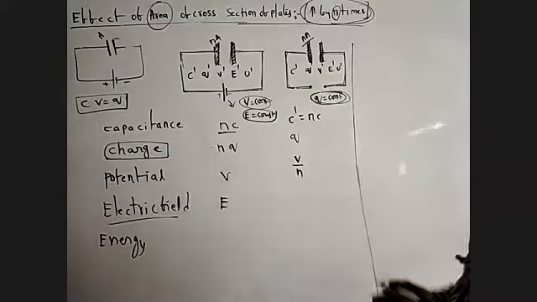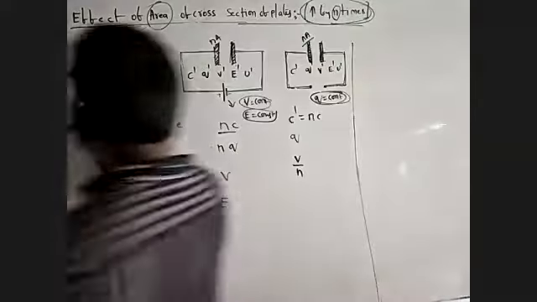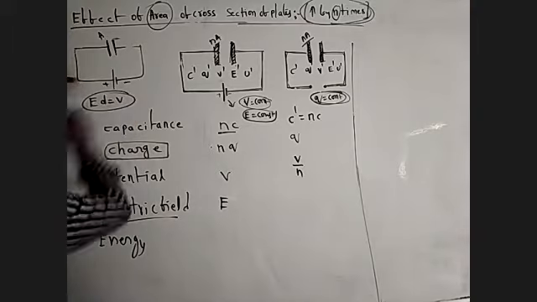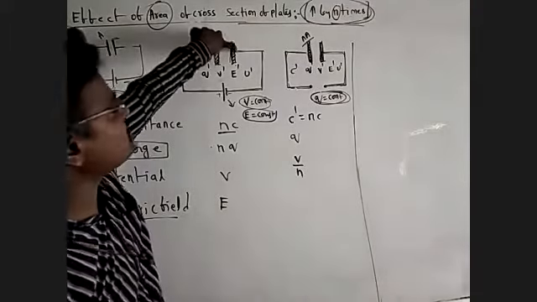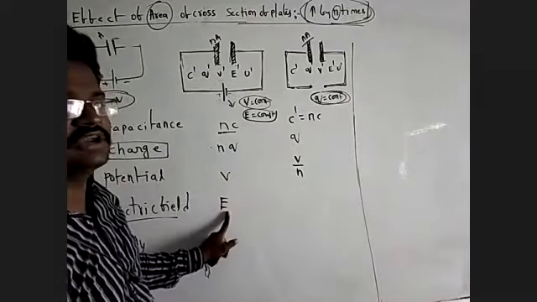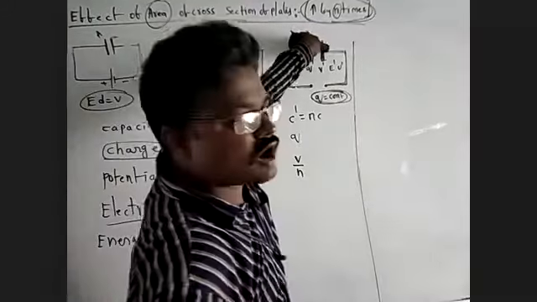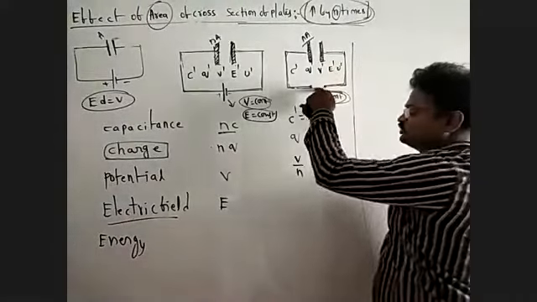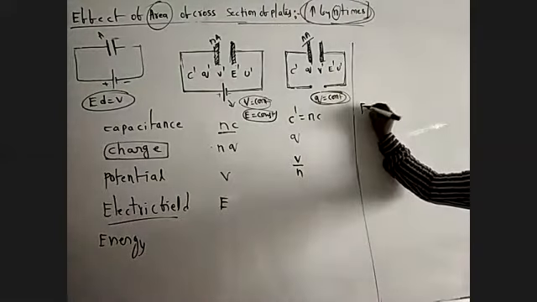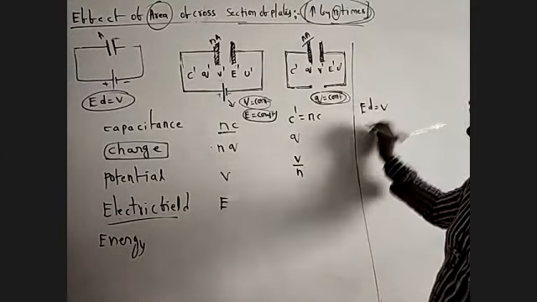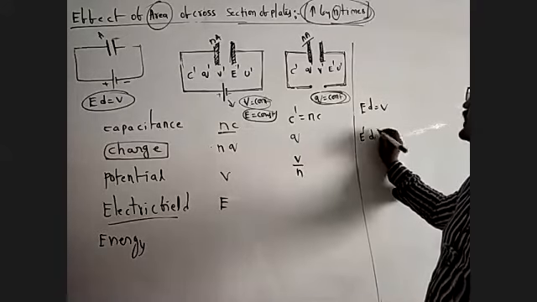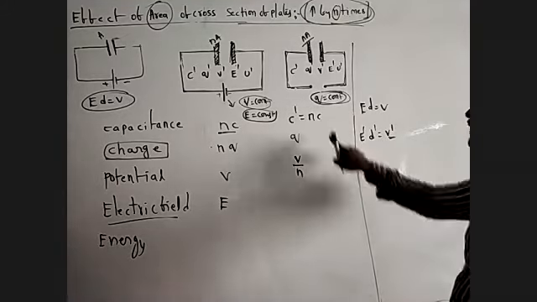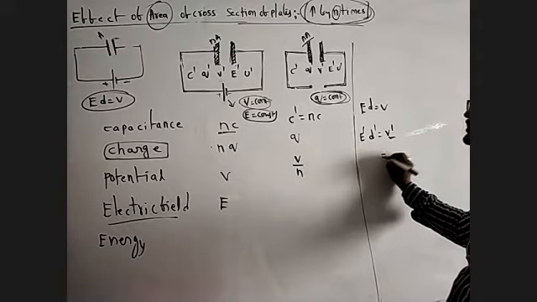The general formula is ED is equal to V. When the plates are connected to the cell, the electric field is constant. When the plates are not connected to the battery, what is the electric field? The general formula is ED is equal to V, so E dash, d dash and V dash. V dash is not constant here. V dash is V by N.